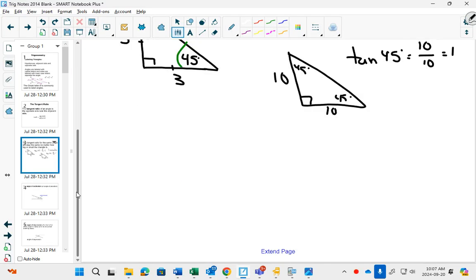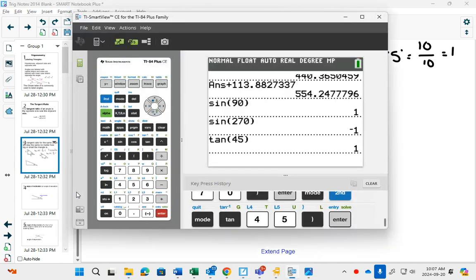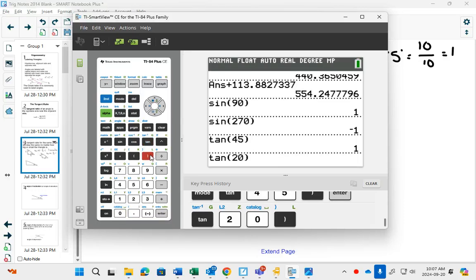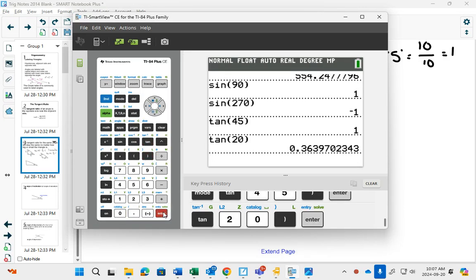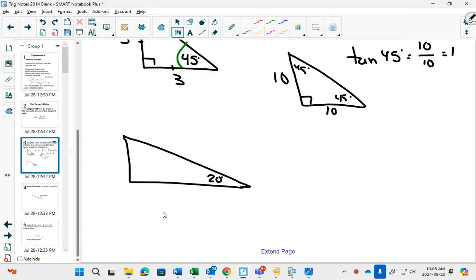I'm going to pick a random angle of 20 degrees. Okay? I'm going to go to my calculator, and my calculator already has it memorized that if you do tan of 20 degrees, you're going to get 0.3639. Blah, blah, blah. Okay? So I'm gonna go back to here, I'm gonna write that down, that tan of 20 degrees, approximately 0.3639.